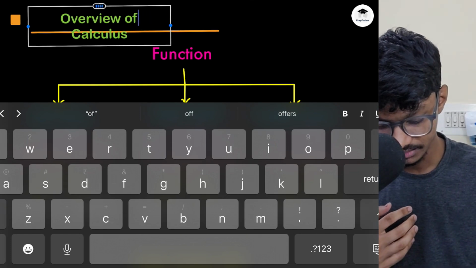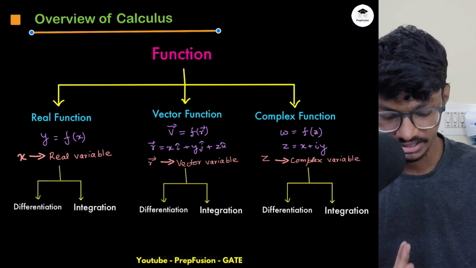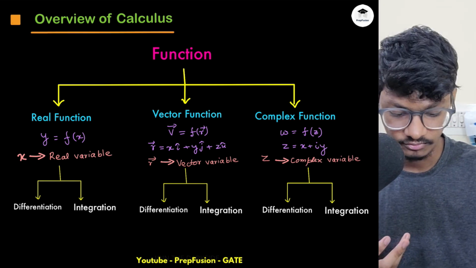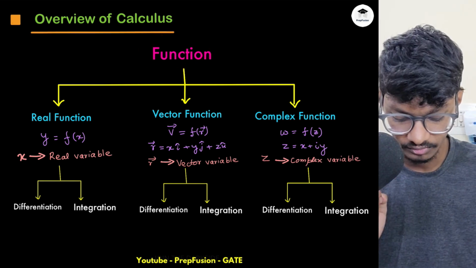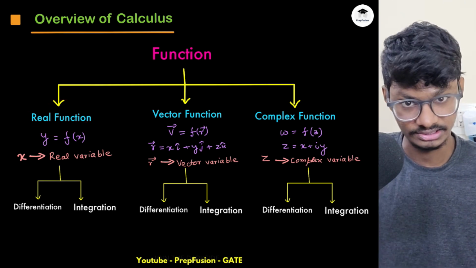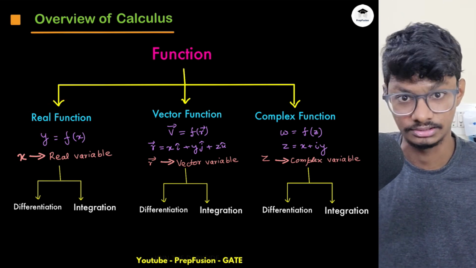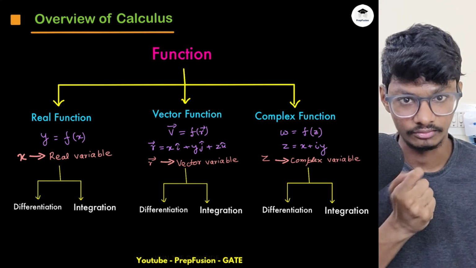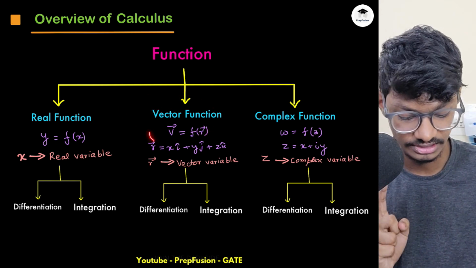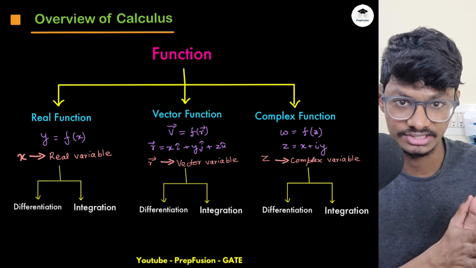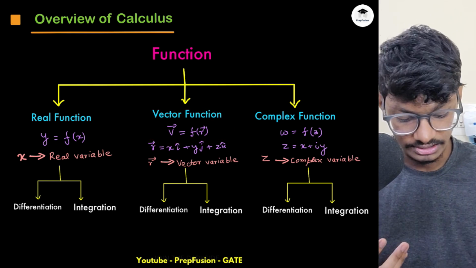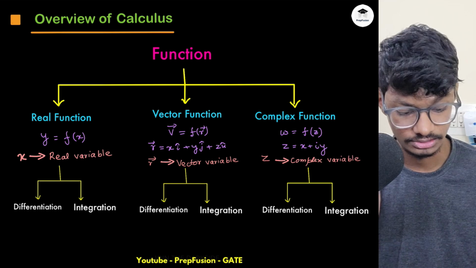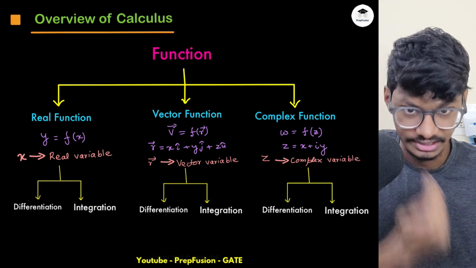In calculus, mainly we have studied three types of functions. One was the real function, which we started in the second chapter of engineering mathematics. Then we finished vector calculus, which had vector functions. Vector functions are defined such that they also have direction associated with them. Then we will study complex functions.